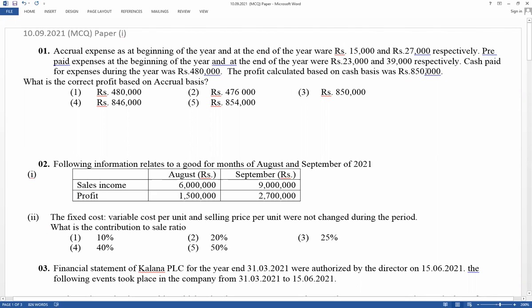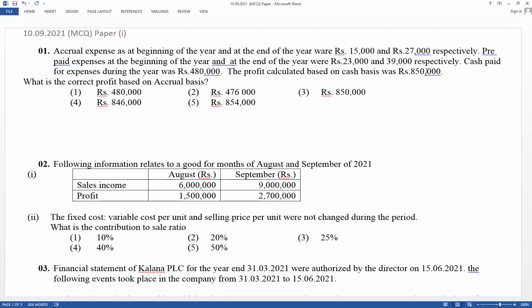Profit based on cash basis means income considers only cash received amounts, and expenses consider only cash paid amounts. Under this basis, only the money received has been taken as income, and only the money paid has been considered as expense. Therefore it has given profit 850,000.